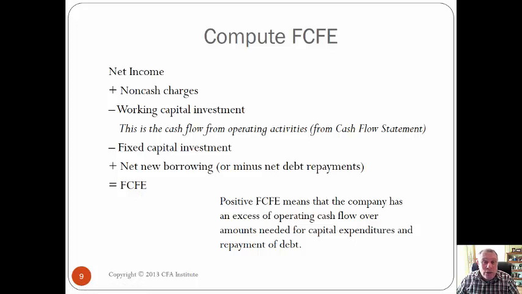for the common equity. Now, positive free cash flow, FCFE, means the company has an excess of operating cash over amounts needed to repay the debt. This is always a positive thing, but this is technically available for distribution to the shareholders, and the company has to make a decision to retain it, as retained earnings, and reinvest it in the company, or to get it back to the shareholders. So that's the free cash flow.